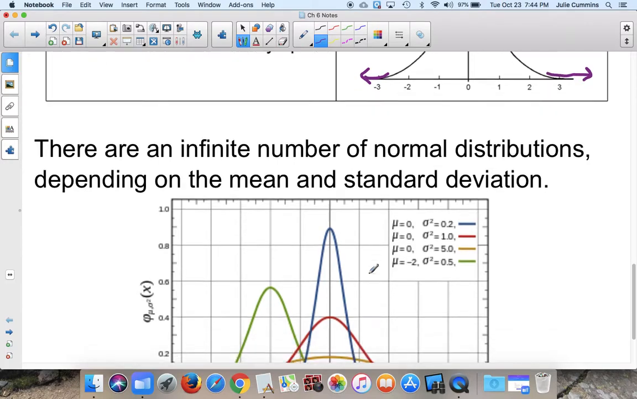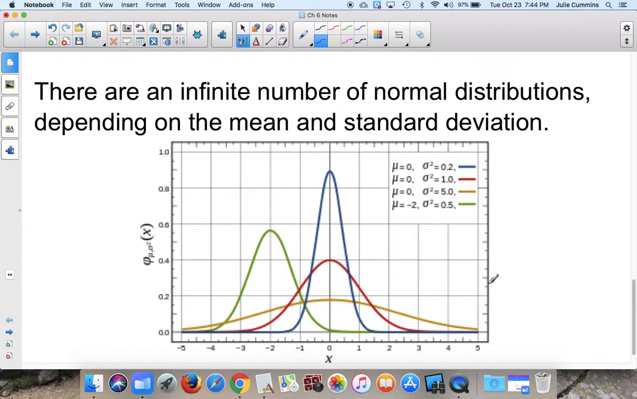Now, there are an infinite number of normal distributions. All of these are pictures of different normal distributions. Like I said, they're completely dependent on the mean and standard deviation. So in this graph, mine's in color, I know yours isn't. The blue, red, and yellow ones, they all have the same mean, okay? But their standard deviations are different. Blue has a pretty small standard deviation, whereas yellow's is really big.